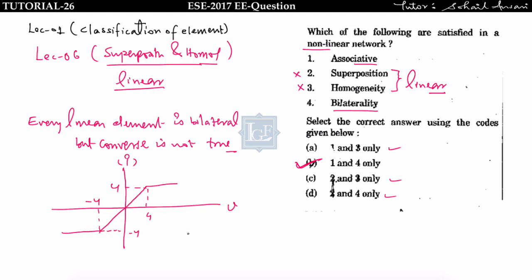If you talk about the linearity, then this is non-linear. Now talk about bilateral, whether it is unilateral or bilateral. This is bilateral. Why? Because it offers the same impedance when the polarity of voltage or current gets reversed. So the same impedance it is offering. That means it is bilateral and also non-linear. So bilaterality is possible in a non-linear network. Okay. So option B is correct.